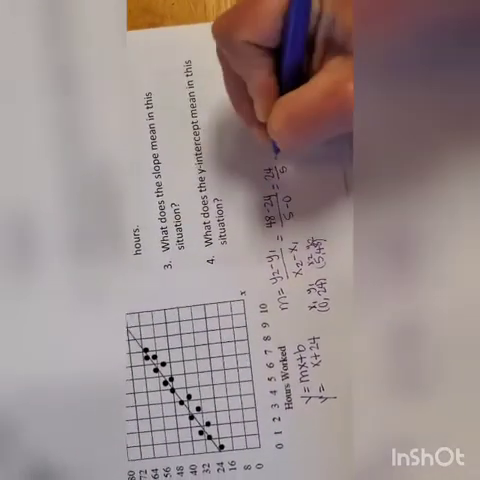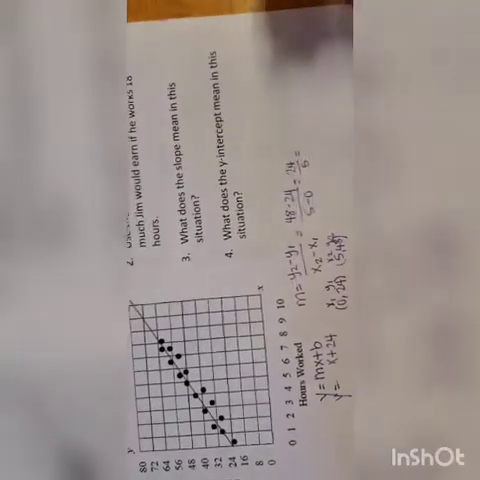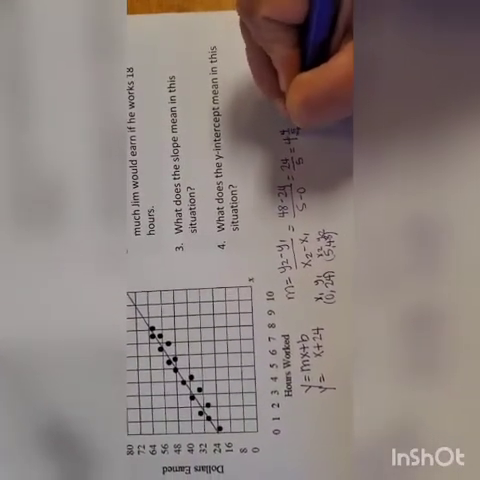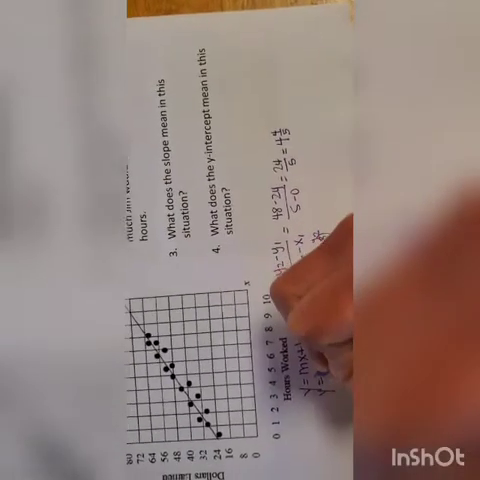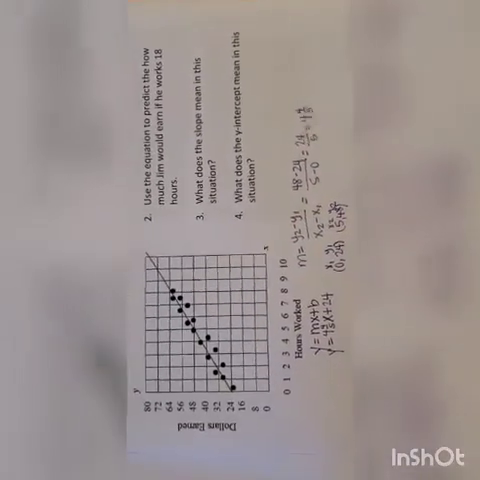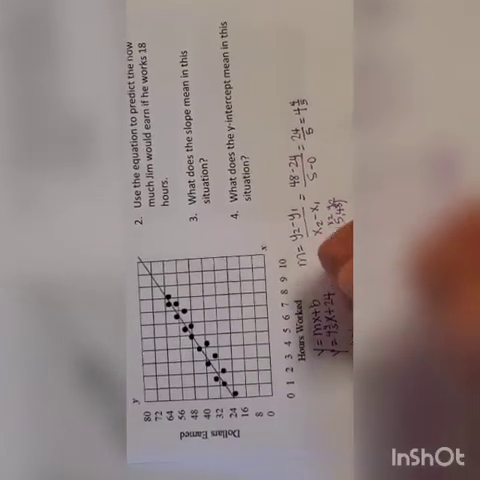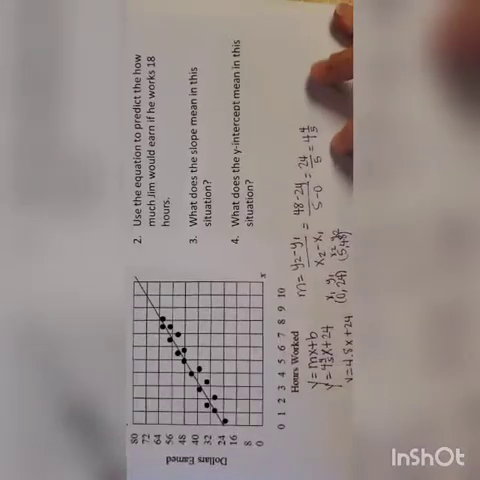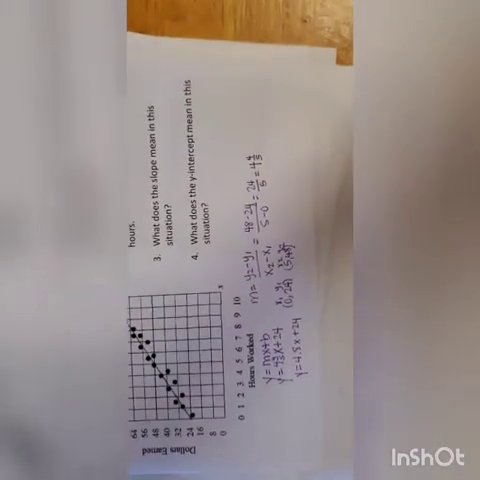24 divided by 5 is going to equal 4 4/5. 4 4/5 x plus 24 is going to be the equation of my line. I could also write that as y equals 4.8x plus 24. That might be easier for you to use with a decimal if you're making predictions.